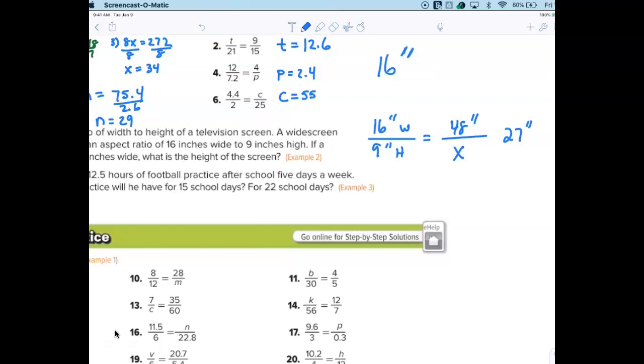All right? It would make sense. All right? Okay, so 27 inches. What? Say it again. Yeah. That's what it does? Here we go.